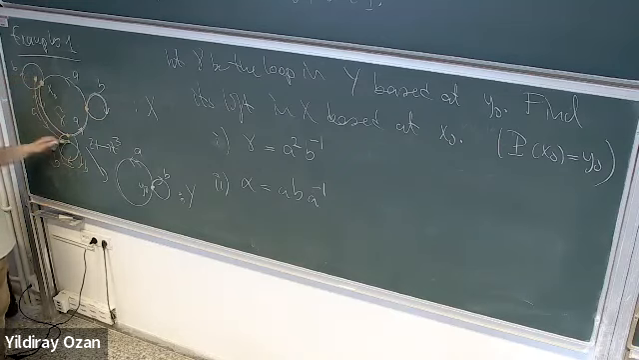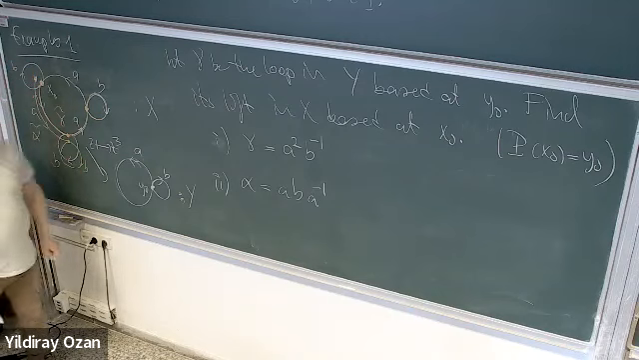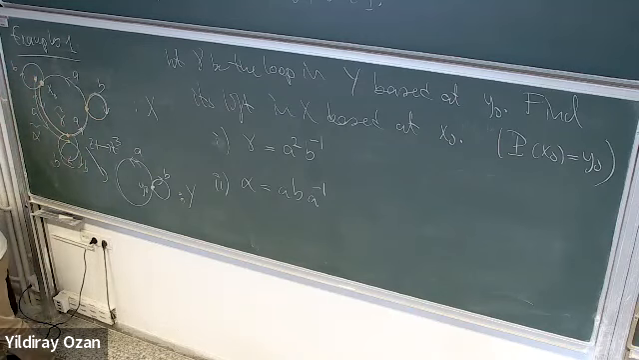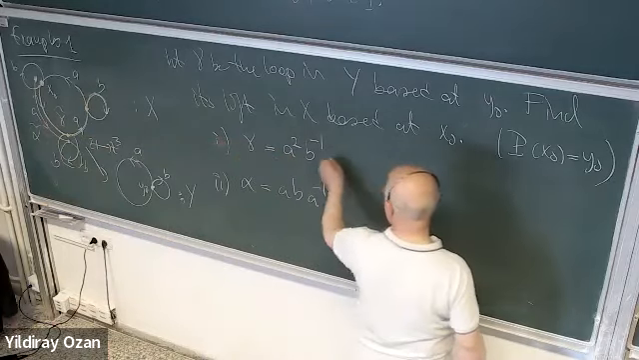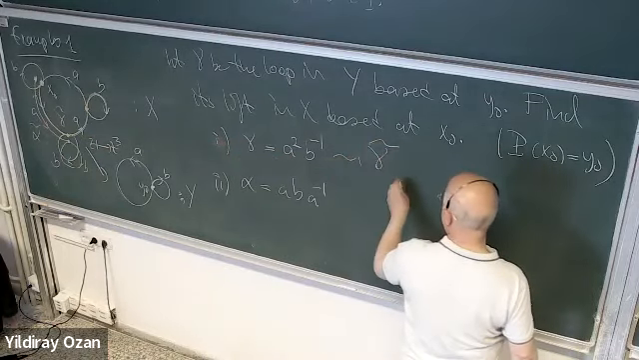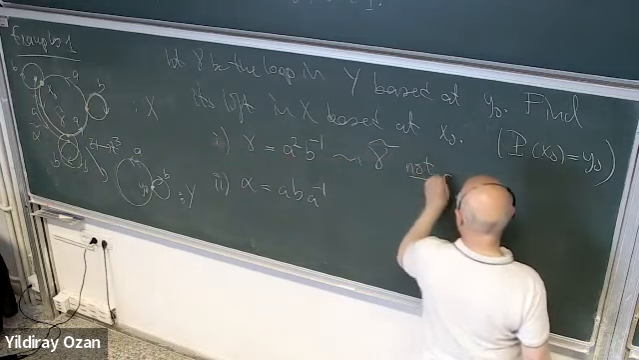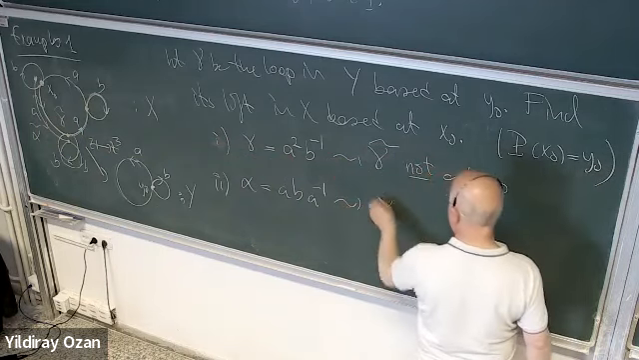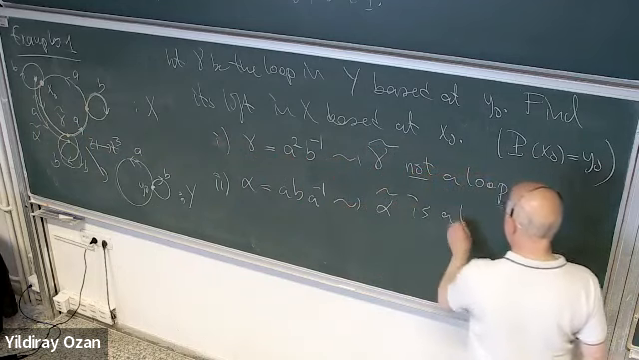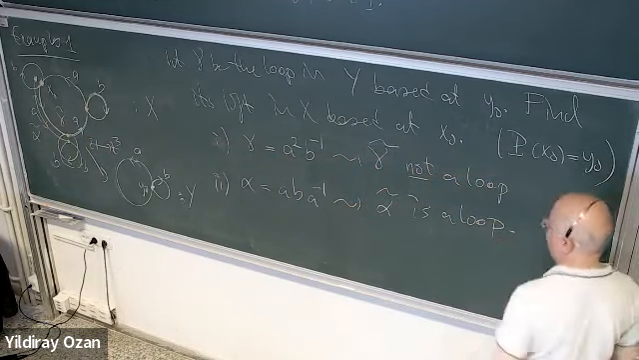A, B, A inverse. So you again end up at the point x0. So the lift of this one, this is not a loop, but the lift of this one is a loop. Okay.